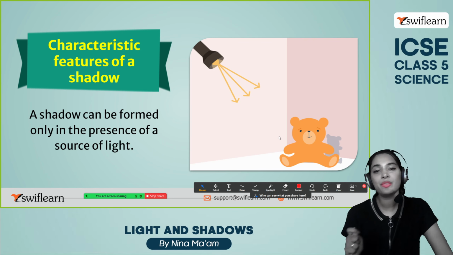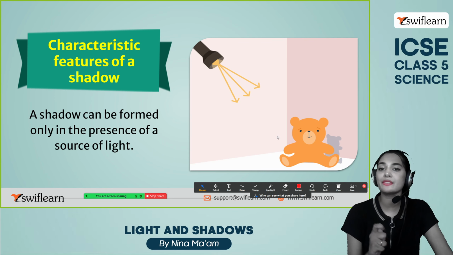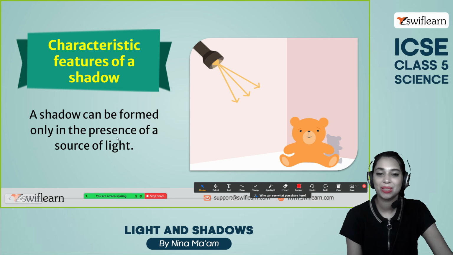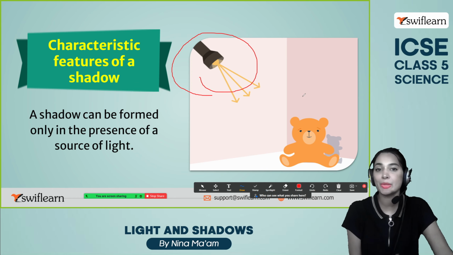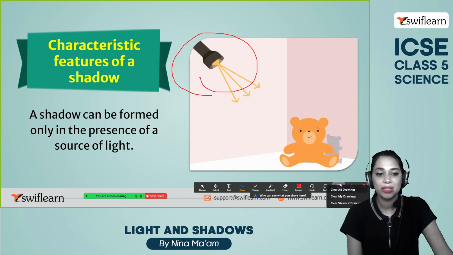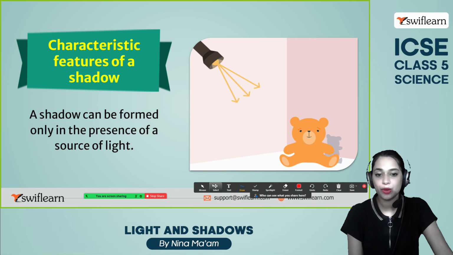So now we are going to learn about the characteristic features of the shadow. So this is the first one. A shadow can be formed only in the presence of the source of light. So I hope it's clear. We need a source of light. It's mandatory. It can be the sun, it can be the torchlight, or it can be the tube light. It's anything, the source of light, which is really required. Even the candle is also a source of light. So that is the first one.